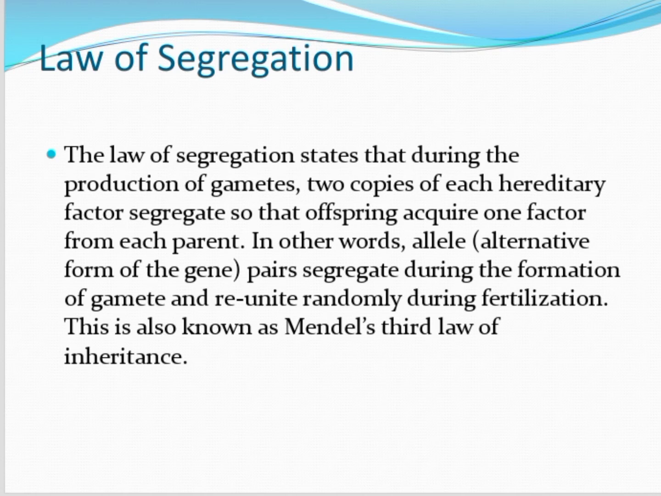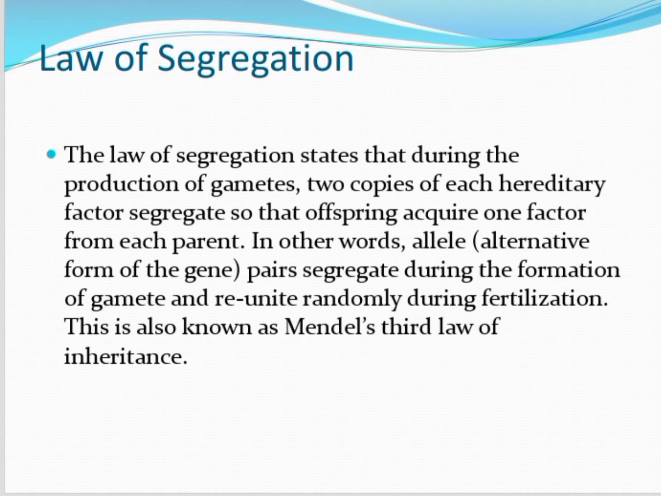Next, the law of segregation. The law of segregation states that during the production of gametes, the two copies of each hereditary factor segregate, so that the offspring acquires one factor from each parent. Factor here, according to Mendel, means a gene. In other words, alleles are present in the gene. Two alleles are present. The pairs segregate during the formation of gametes and reunite randomly during fertilization.